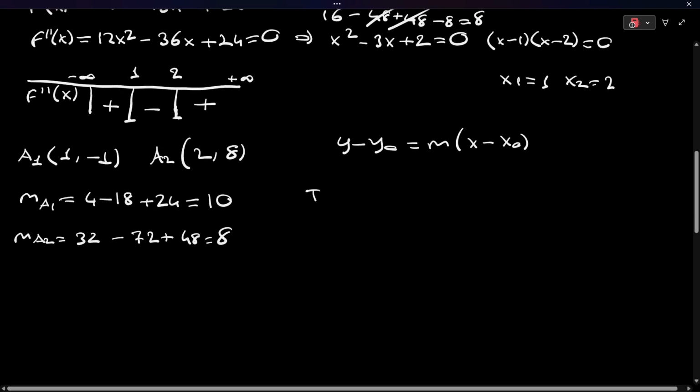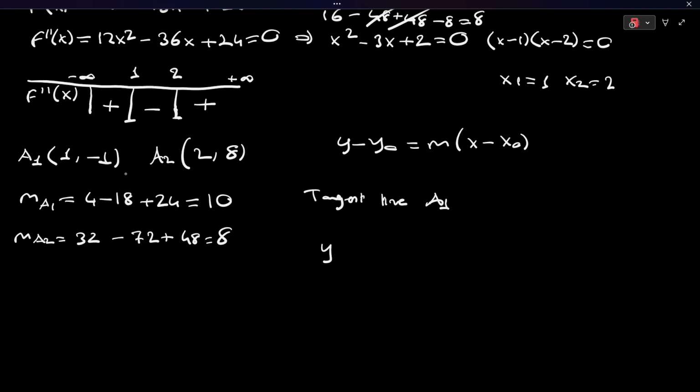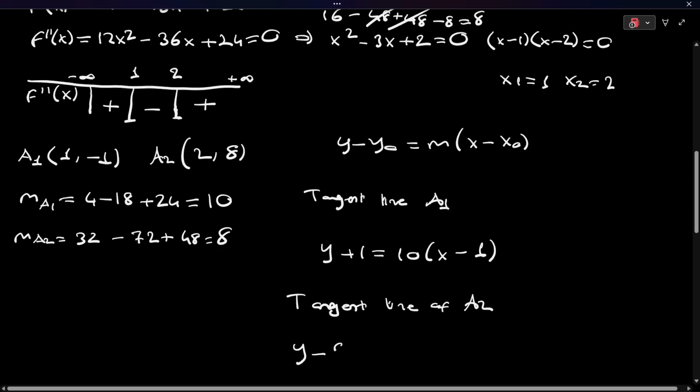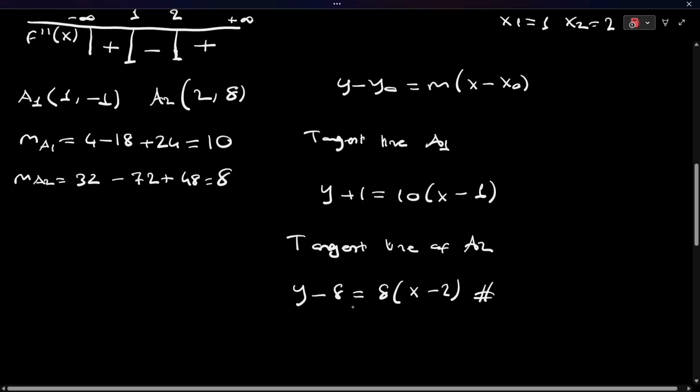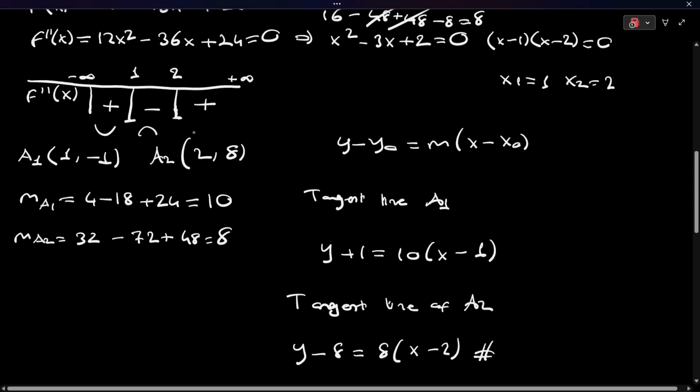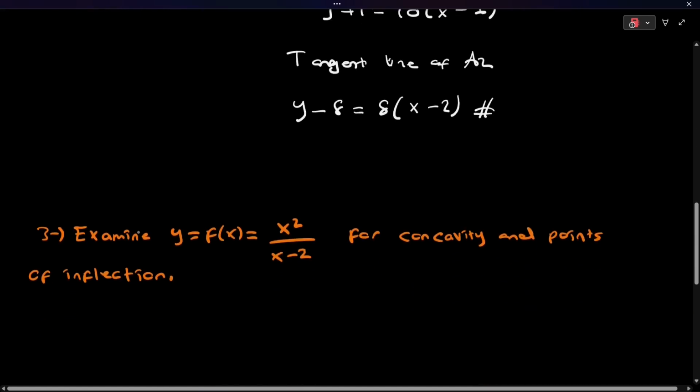Let's write tangent line A1: y plus 1 is equal to 10 multiplied by x minus 1. You can do the algebra, it's not that important at this point. Tangent line of A2, let's see: y minus 8 is equal to 8 multiplied by x minus 2. Again, we can say concave up, concave down, concave up as well. The question did not ask.